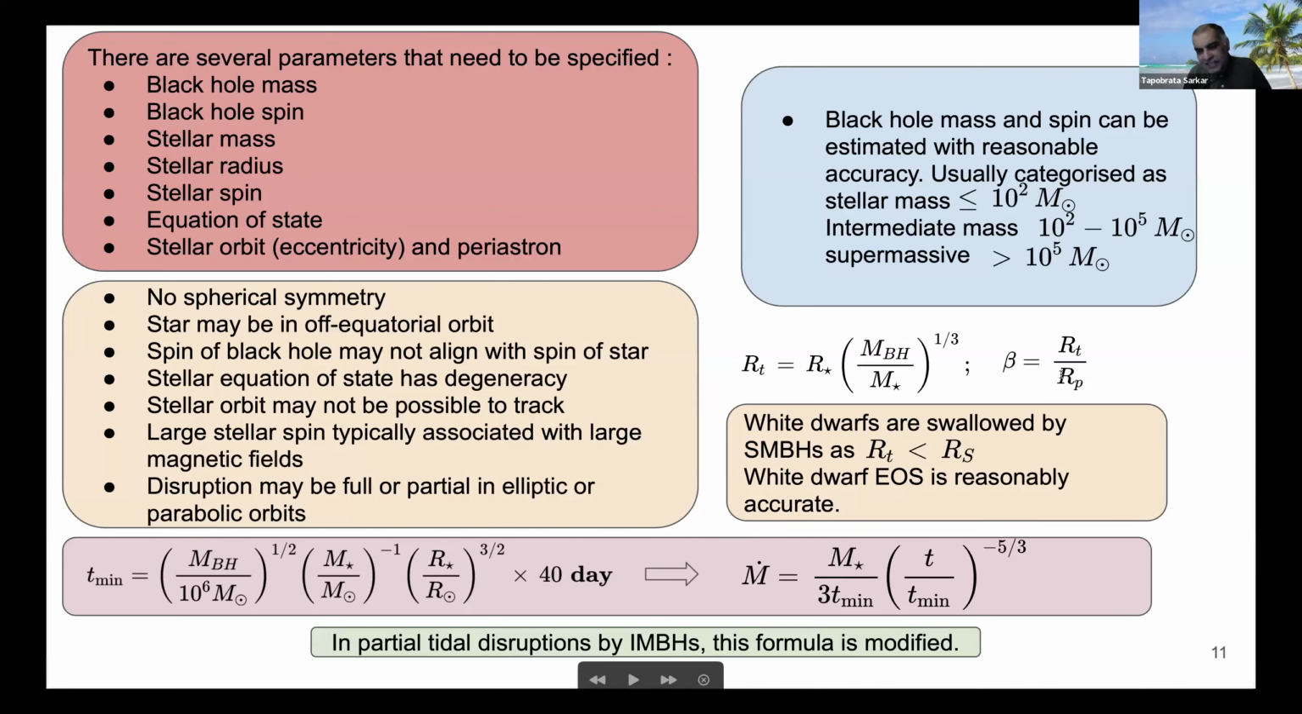If the tidal radius, that is roughly the place where the star will be tidally disrupted, is less than the periastron position, then the star might not be disrupted, or it might be partially disrupted. And very interestingly, if you calculate these quantities for a white dwarf, because for a white dwarf the mass-radius relation is known, once you give me the mass of the white dwarf, I will give you its radius.